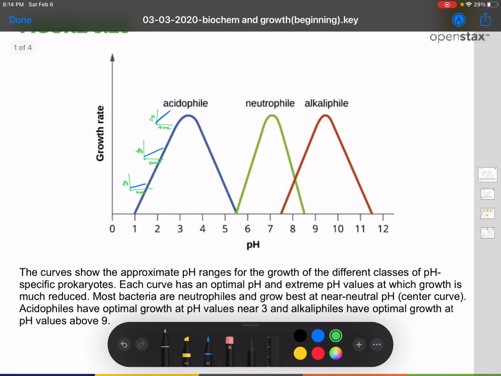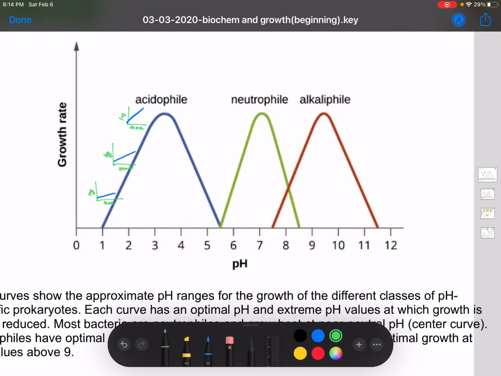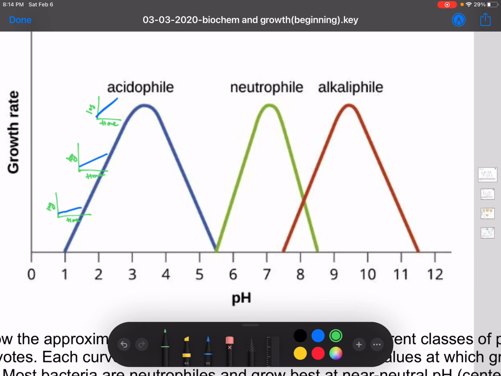So these types of graphs, and we see a couple of them in the textbook, show the growth rate on the y-axis. That's not what we were looking at before. We were looking at the actual number of bacterial cells. This is the rate, or how fast the population increases, or how fast the cells divide. And so in these types of graphs, we're actually comparing the rates over time.